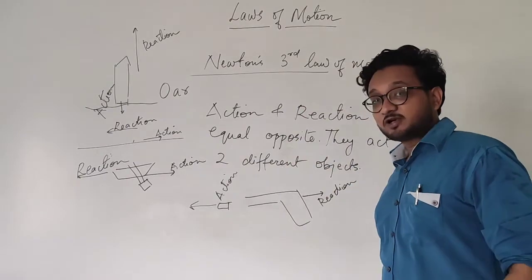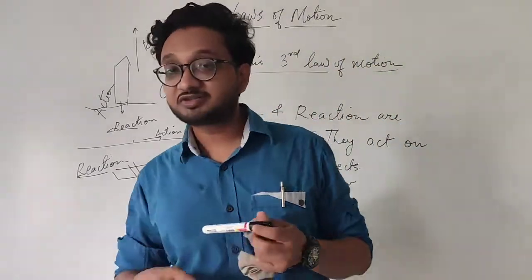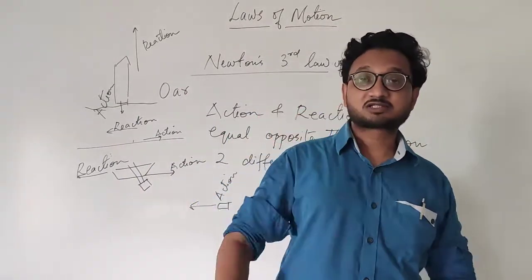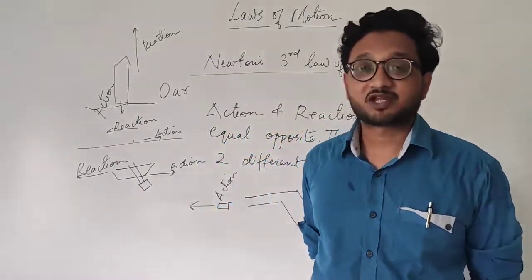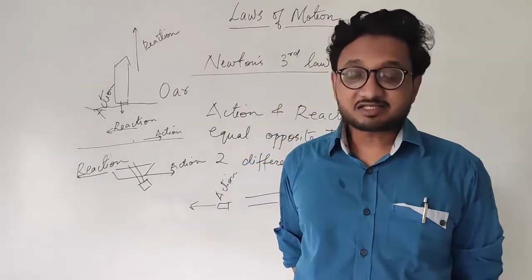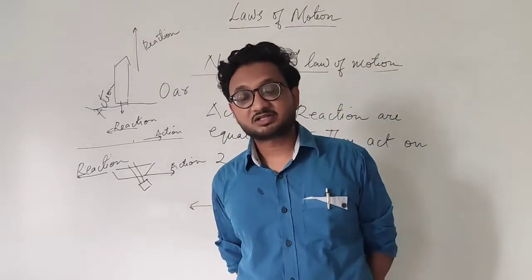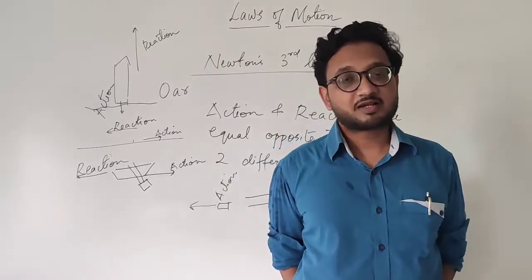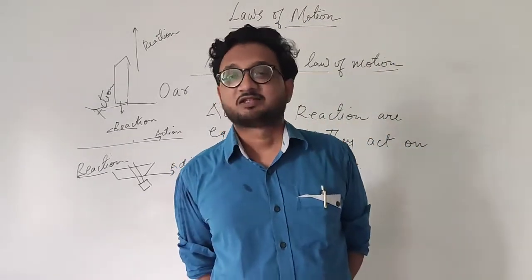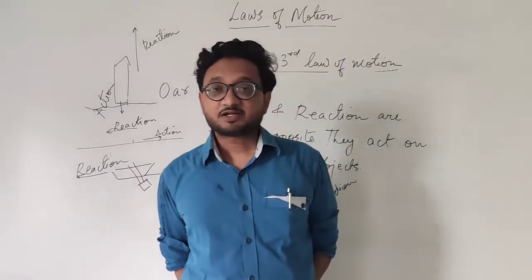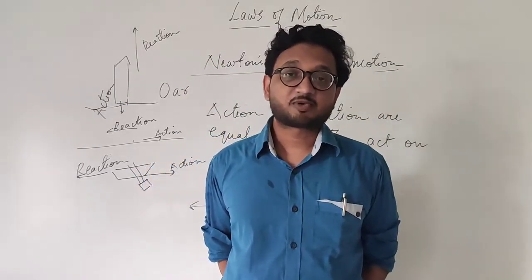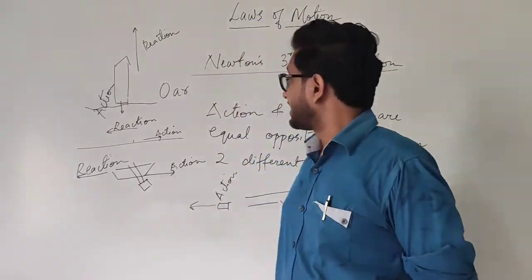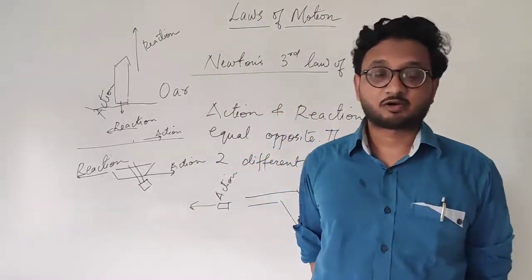Okay, so now we revise all the three laws from the very beginning. The first one was the law of inertia, that is, if the object is at rest, it will remain at rest, and the object in motion will remain in motion unless any external unbalanced force is applied. The second one was the rate of change of momentum is directly proportional to the applied unbalanced force. And the third one, action and reaction are equal and opposite.